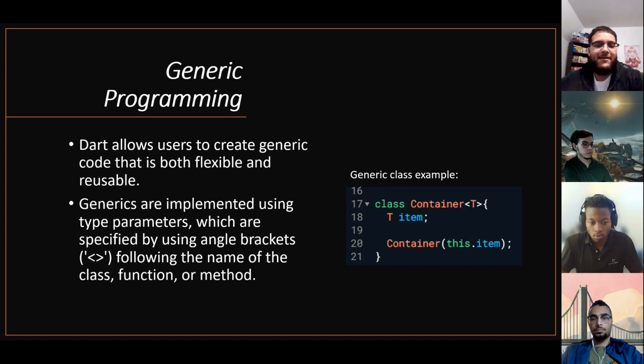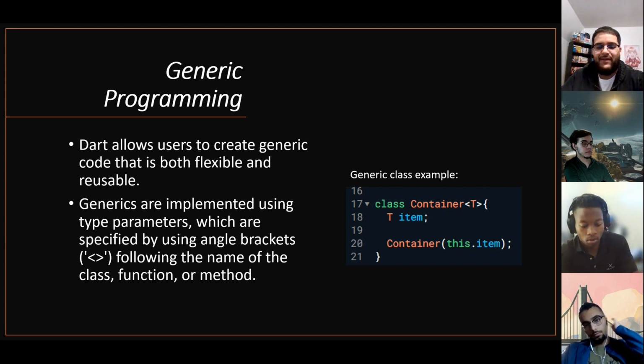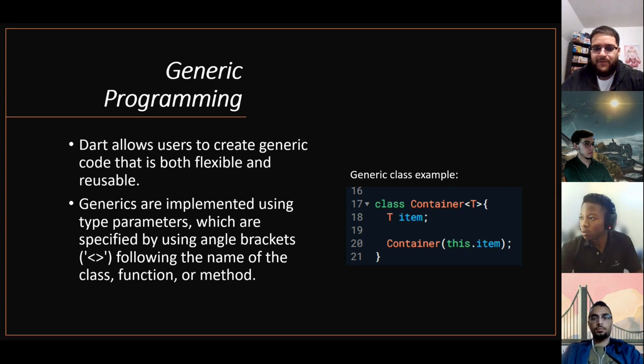For generic programming, we have a similar approach to C++, where you use templates. And the templates are used to create generic code that you can reuse with any kind of variable. So, for example, in this code on the right here, we have a class Container and it has a template variable T, which is encased by 2 angle brackets.